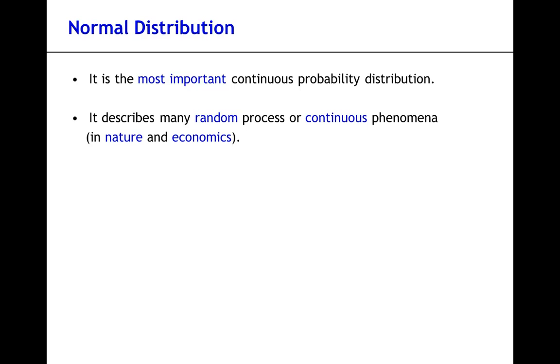The normal distribution is the most important continuous probability distribution. This is because many random processes in nature and economics are approximately normally distributed. It is really a family of continuous, unimodal, and bell-shaped curves. Let's explore it in greater detail.